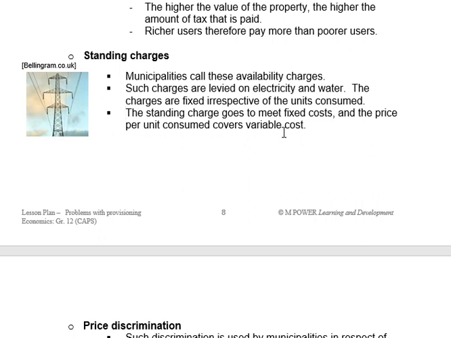The standing charge goes towards meeting the fixed cost. In other words, to maintain the infrastructure of providing that water to your house. So when the pipes burst, for example, in the street coming into your house, standing charges will be used to fix that. It is there to cover the fixed cost, the infrastructure that had to be put in there to bring the service right to your house.